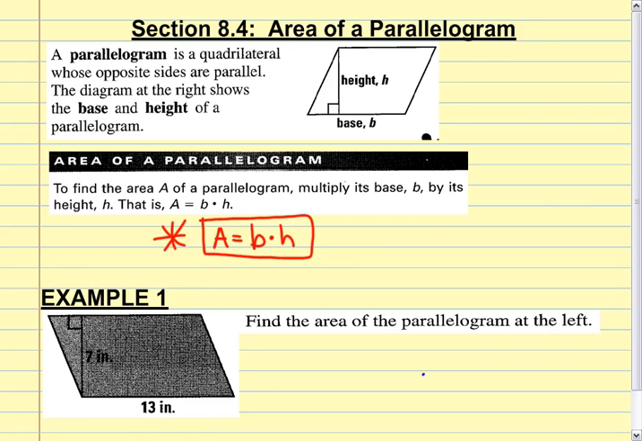Section 8.4, area of a parallelogram. Now listen. Definitions again. Let's make sure we understand what we're talking about. Okay, let's get the vocabulary down so we're on the same page.